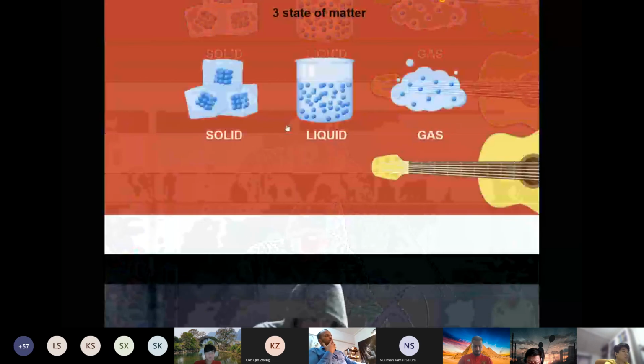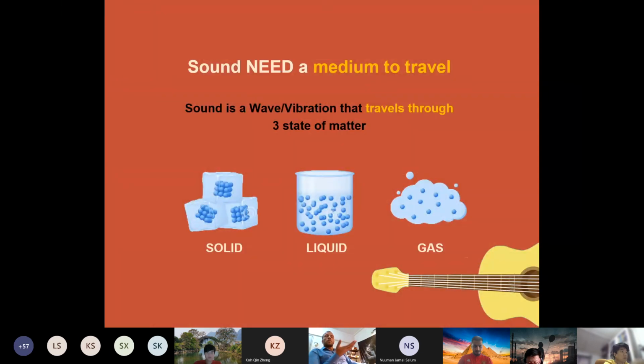Now, as you can see, the very big difference between sound and light is that sound we cannot see it, but light we can see it. So that's why in the next video we'll see some people who did an experiment to make sound visible.